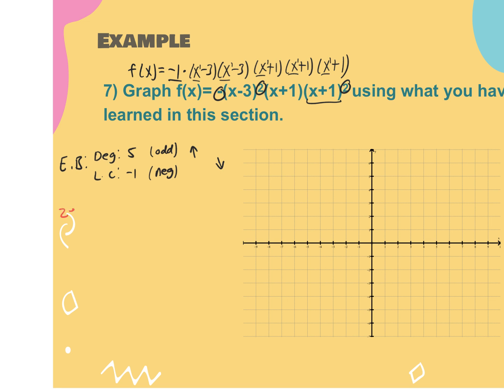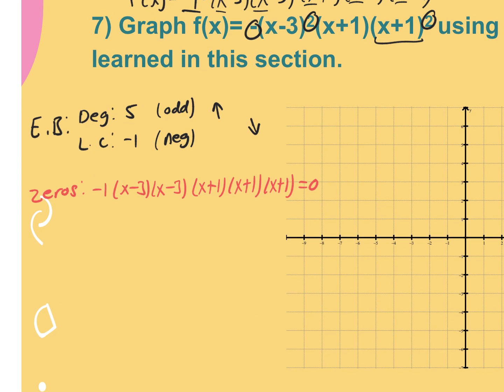All right, and now let's find our zeros. To find our zeros, we're going to set this function equal to 0. So -1 times (x - 3) times (x - 3) times (x + 1) times (x + 1) times (x + 1), set this equal to 0. Right, so set all of these factors equal to 0, and we should get x equals 3, x equals 3, x equals -1, x equals -1, and x equals -1.